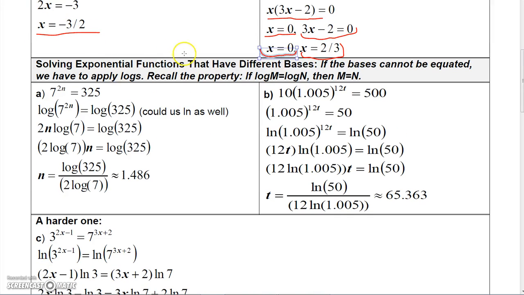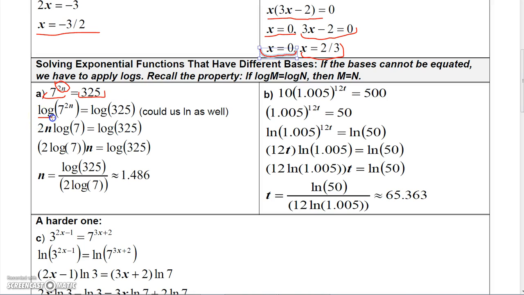But in many cases, we'll have problems where we can't equate the bases. Like here we have 7 to the 2n equals 325. Well, there's no way that I can write 7 and 325 using the same base. So what I'm going to do in order to get this exponent as a factor, I'm going to just take the log of both sides. Now you can use the common log or the natural log here, but I'm going to use the common log.